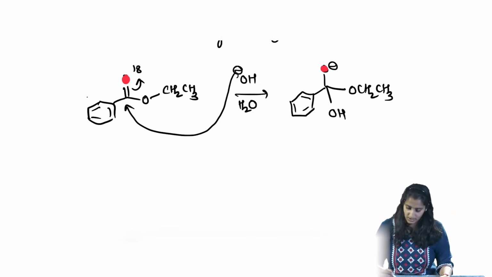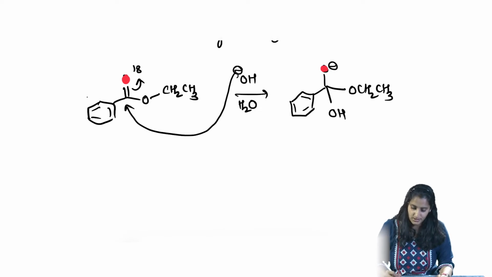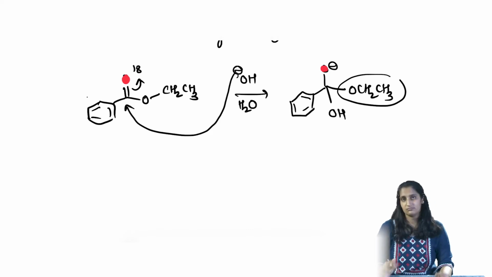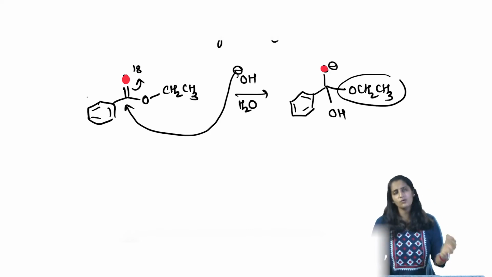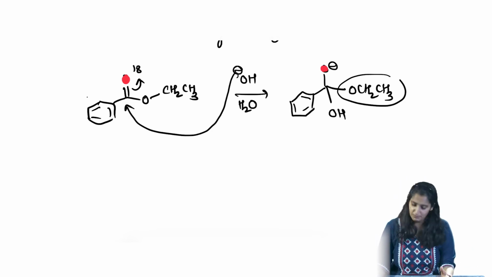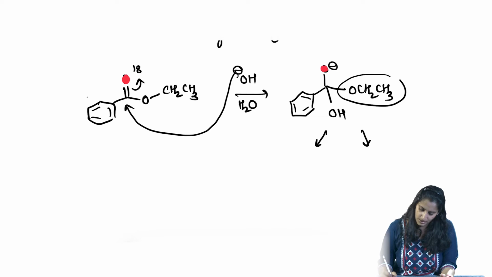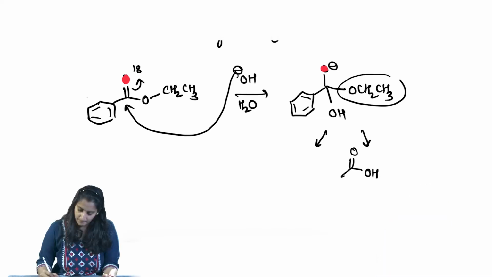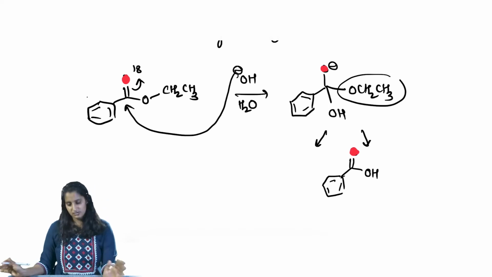So, now this can kick out multiple ways. The first possibility is that it kicks out the ethoxide. Between OH minus and ethoxide, both of them have very similar leaving group abilities. So, either it can form this or this, and I am going to first draw the possible product. This, wherein the carbonyl oxygen is still the O18 oxygen.